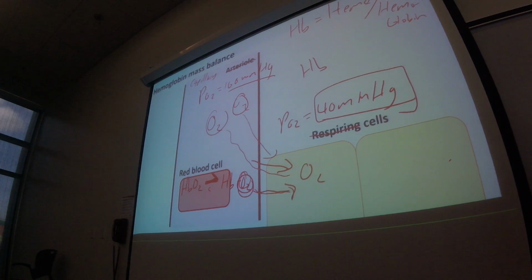How much oxygen's in a hemoglobin? For hemoglobin, it's about 4 molecules. Yeah, 1 for each heme group. You good? All right, cool.